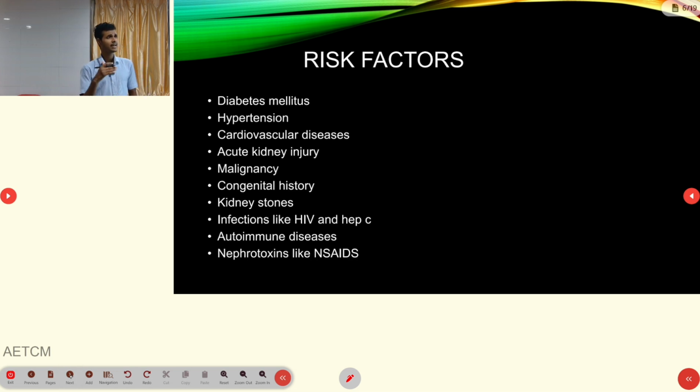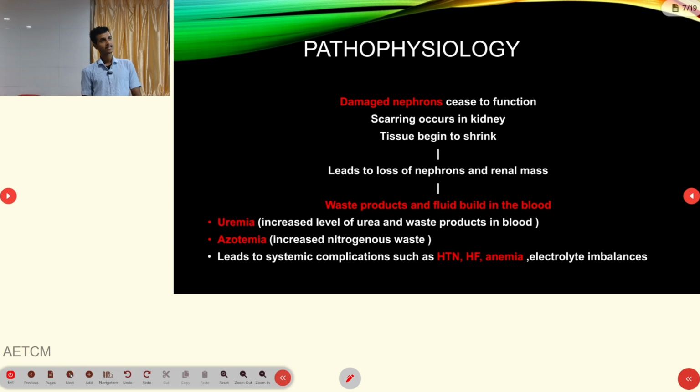So the risk factors: diabetes mellitus, hypertension, some cardiovascular disease, and acute kidney injury, if we are not treating it, or even if we are treating it, it can lead to CKD. Malignancy is common, congenital history, kidney stones, infections like HIV and hepatitis C, autoimmune disease, nephrotoxins and NSAIDs. So what is the pathophysiology happening here?